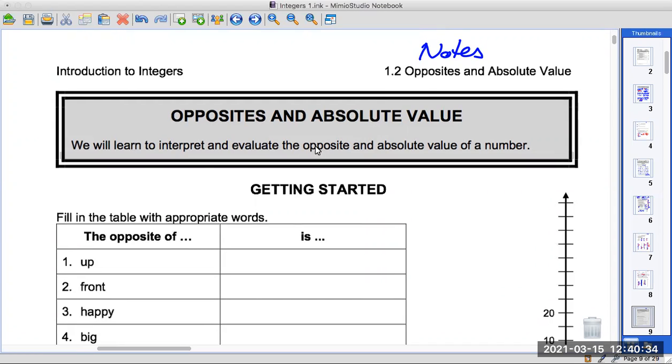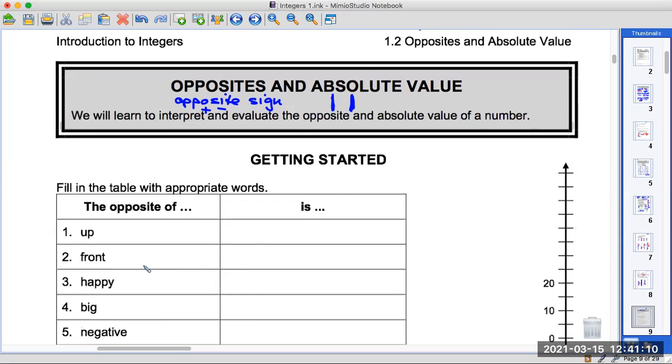The symbol for absolute value, as you grow older in algebra, is two parallel bars like this. And opposites just means opposite sign, and a sign is a plus or minus. Opposite sign means if the number has a plus, the opposite is a minus, and if a number has a minus, the opposite is the plus, okay? We will learn to interpret and evaluate the opposite and absolute value of numbers.